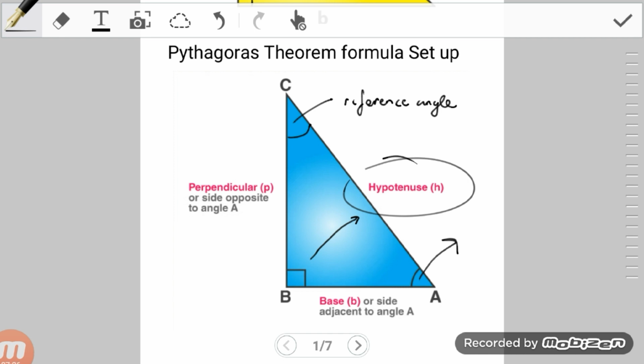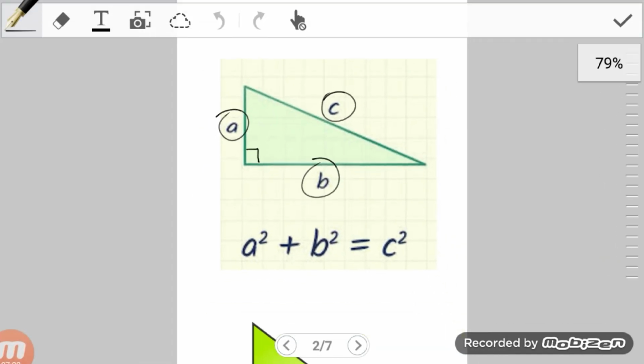All right, let's jump into another aspect of this. Now, as you can see here, I am showing you the Pythagorean formula, and the formula as seen here on screen is a squared plus b squared is equal to c squared. All right, and as you can see here, I have again labeled my slant side with the letter C and the other two sides A and B.